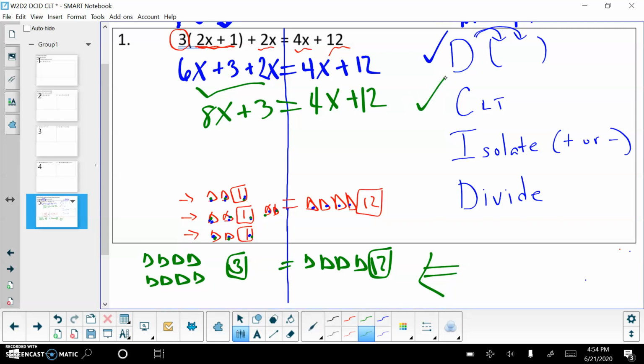After that, you would isolate using addition and subtraction, and then divide if you need to. But this just shows you how the distribution step and how the combining like terms step work when you have to do them for these more complicated problems.